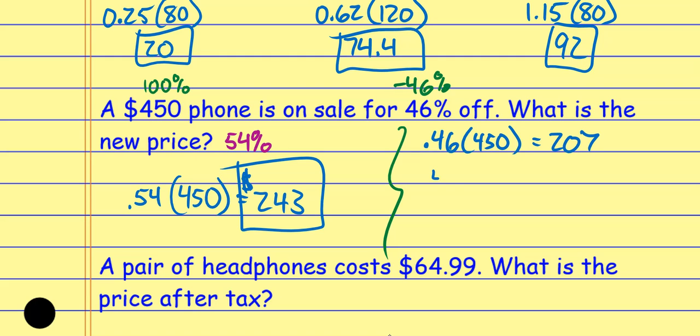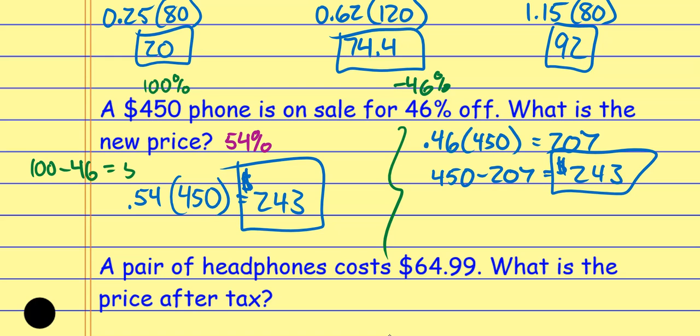So now I have to do the 450 minus the 207, okay? And when I do that on my calculator, it gives me 243. So I still get the same answer, and I still did the same 2 steps. If you noticed in the first example, I just did the first step in my head. I did 100 minus 46, and that gave me the 54% that I started with. So it's still subtraction and multiplication. It's just a matter of what order you're going to do those things in.